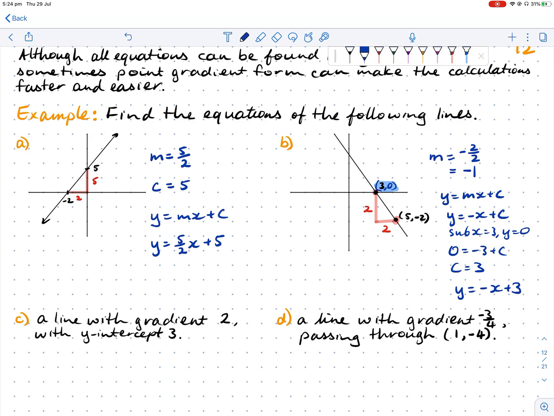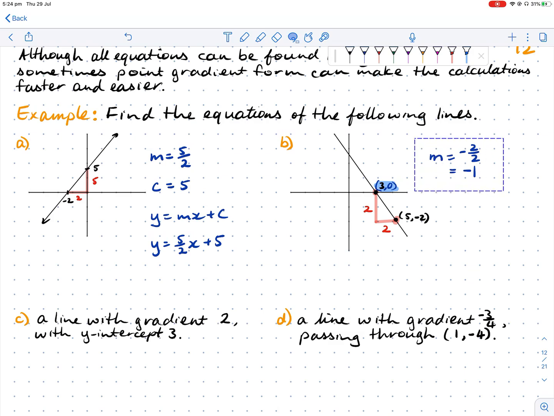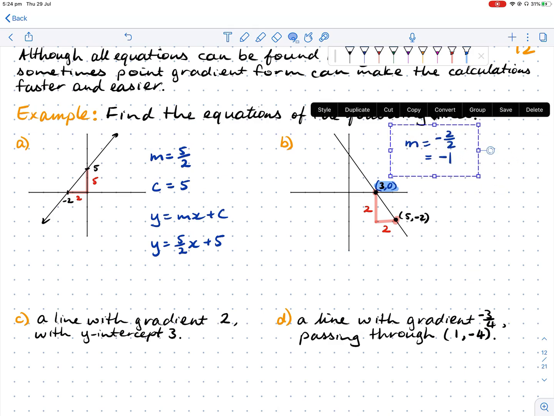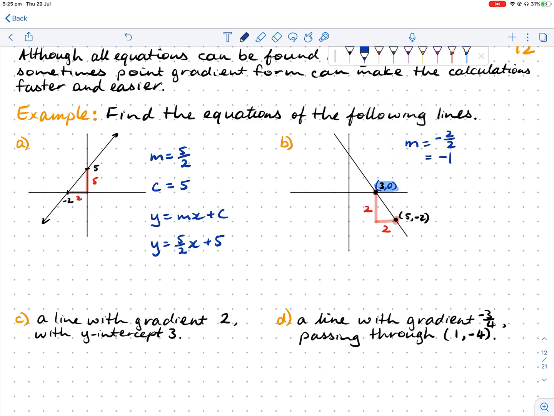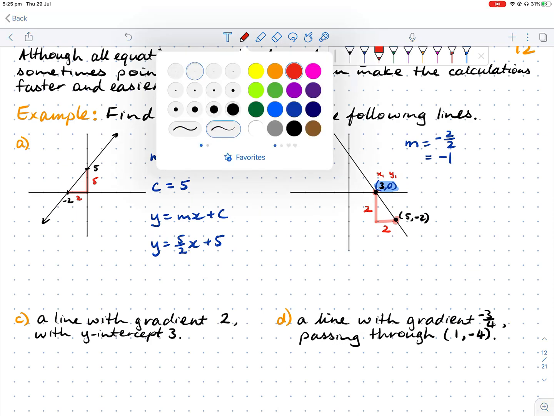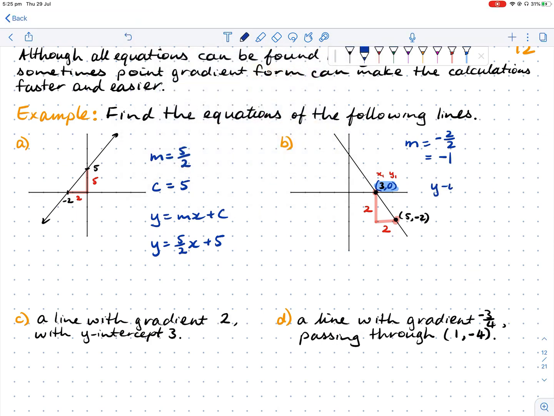Now, there was a fair bit of working because you had to do substitutions there. So instead of that, what we have is the point gradient formula. So I'm going to write that out, and I'm going to do this again using the point gradient formula. What we've got here is our gradient, negative 2 over 2, or negative 1. What I'm going to do now is substitute that and the point (3, 0), so that's x1, y1, into the point gradient formula. So y minus y1 equals m bracket x minus x1.